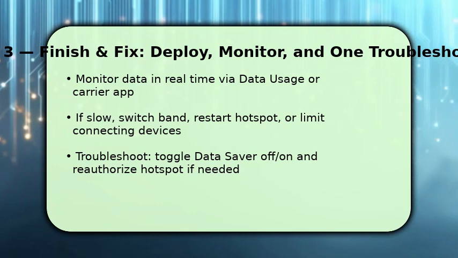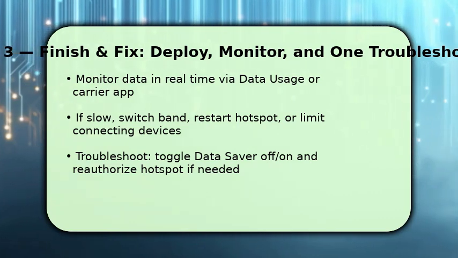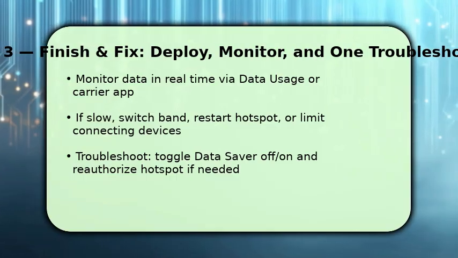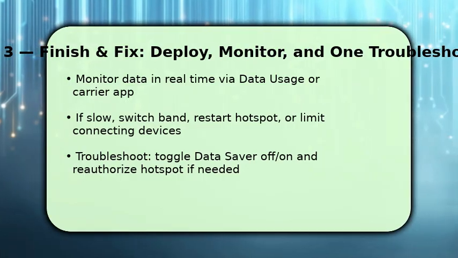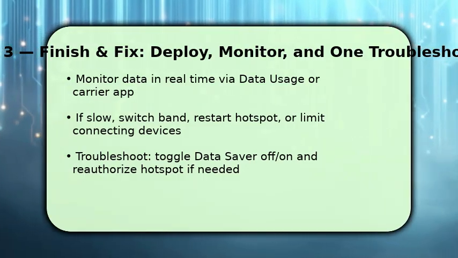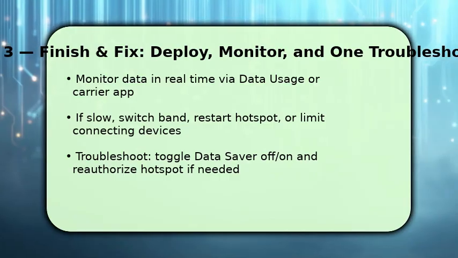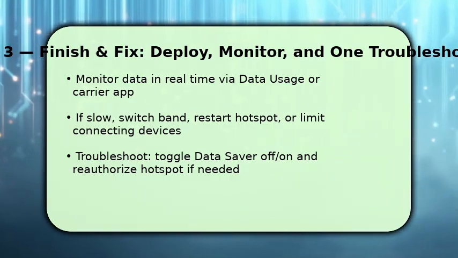To finish, watch real-time data usage so you catch surges early. Use the built-in meter or your carrier app. If performance lags, switch Wi-Fi band, restart the hotspot, or kick off non-essential devices. Once done, set usage alerts and a soft cap to prevent surprises.